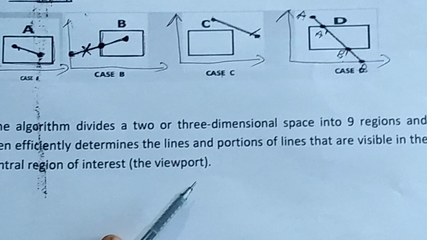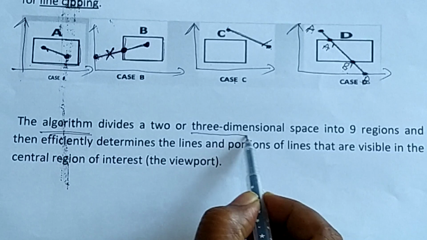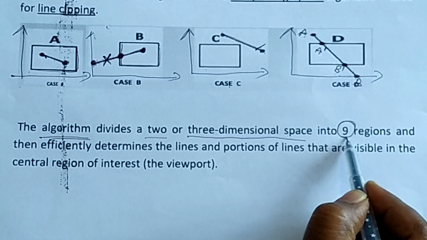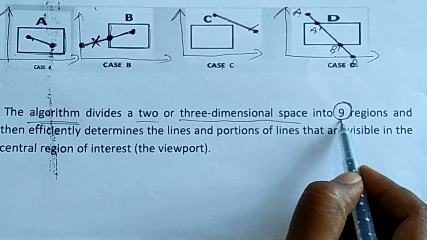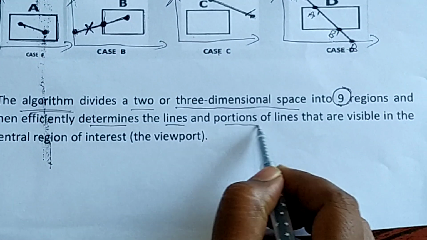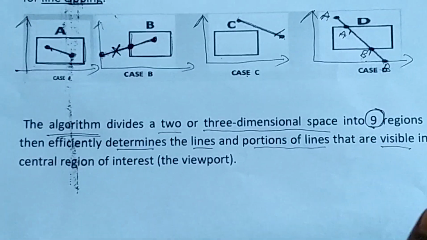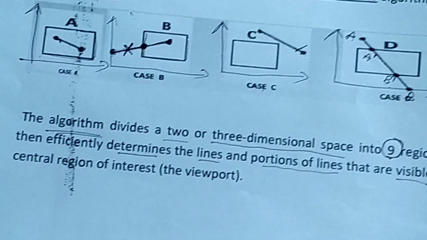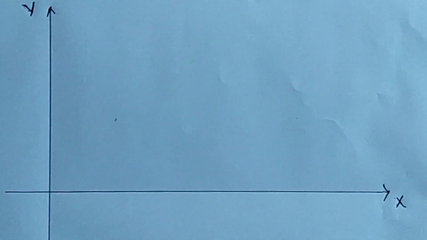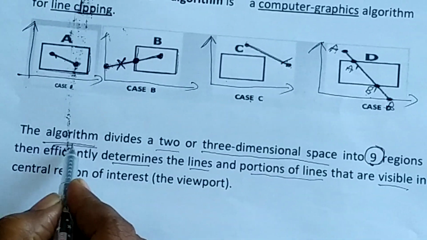Now we will discuss how this algorithm works. As per the algorithm, it will divide the dimensional space, which may be 2-dimensional or 3-dimensional, into 9 regions. Why does it divide the dimensional space into 9 regions? To determine whether lines or portions of lines are visible inside the clipping window or not. So as per this algorithm, we will take a 2-dimensional space. Suppose this is a 2-dimensional space. We need to divide this space into 9 regions as per the algorithm.